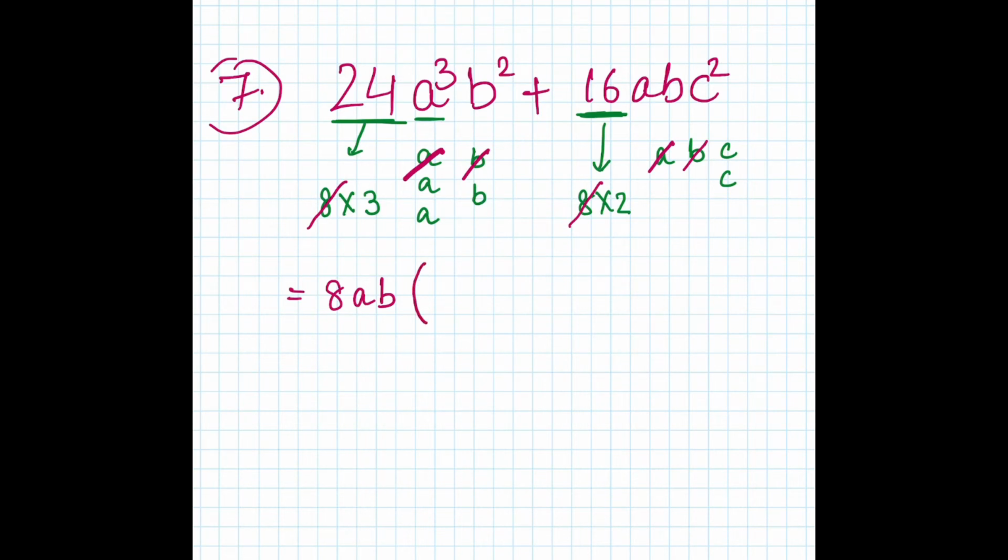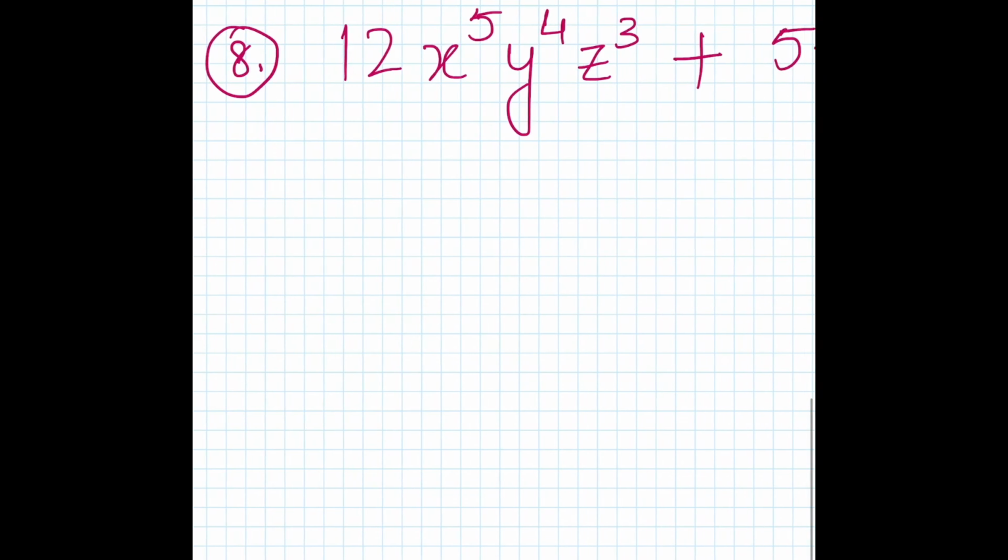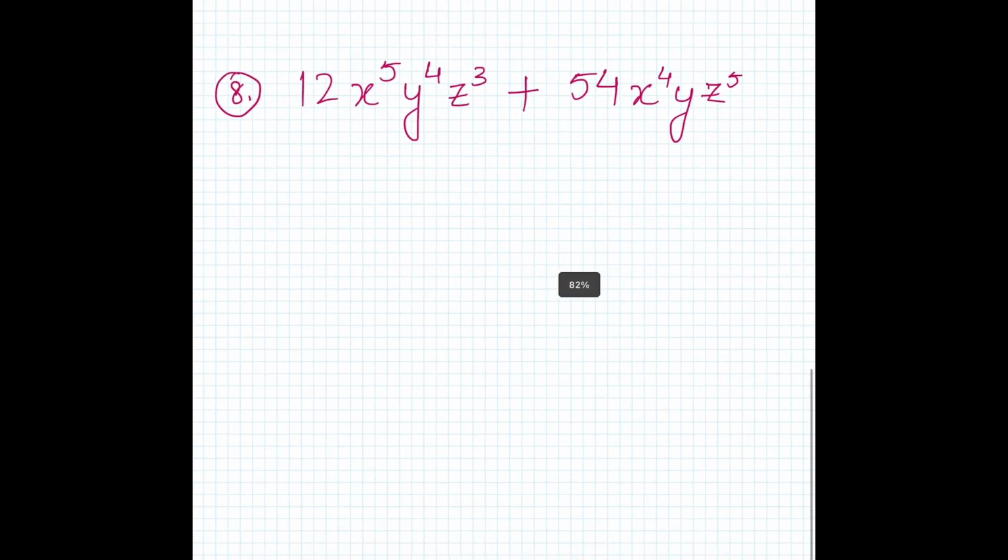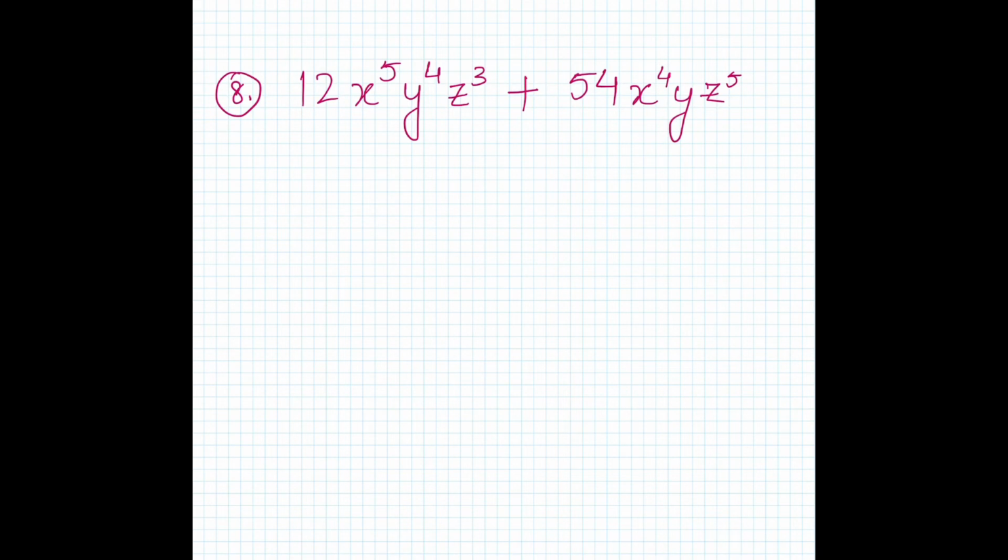Then we put a bracket. So in the first term we are left with 3, a times a becomes a squared, and b, plus here we are left with 2, and then c times c is c squared. Okay, so that is your answer. And let's do the last question now. So the last question here is 12x to the power 5 y to the power of 4 z cube plus 54x to the power 4 y z to the power 5.